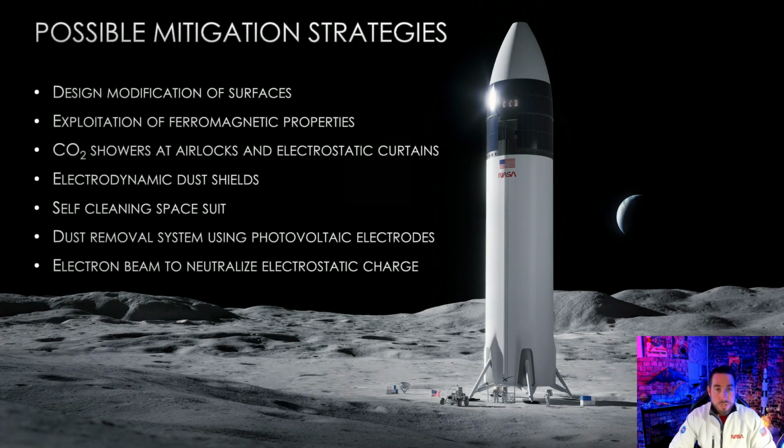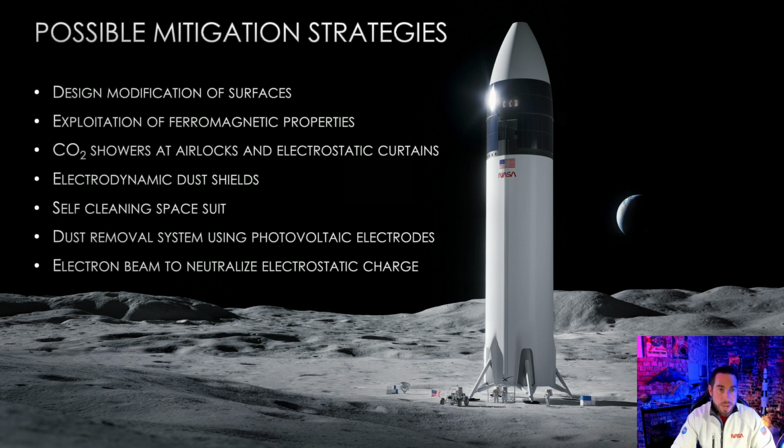Other mitigation strategies they're looking at include design modification of surfaces to help decrease the electrostatic interaction between the surfaces and the dust. So basically a different form of dust repellent within the surfaces, the equipment, the instrumentation. Part of how they could do this would be exploitation of the ferromagnetic properties. The moon surface, especially in the Maria, is very rich in iron oxides. So if you can take advantage of these ferromagnetic properties and create something that repels that dust, that would be a good solution.